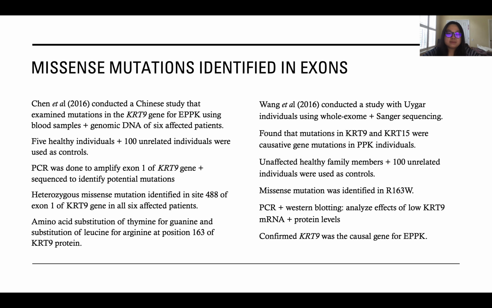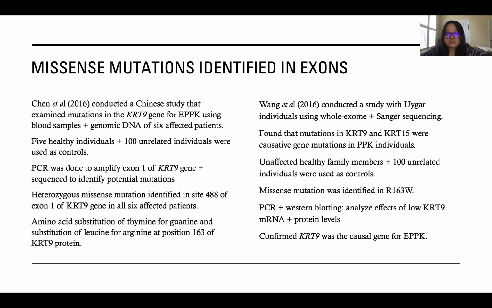So other studies looked at mutations identified in the exon of gene sequences, and a study done by Chen examined 6 affected Chinese participants with EPPK and a control group of healthy individuals. Blood samples and genomic DNA were analyzed, and PCR was performed to amplify exon 1 of their genes to sequence for possible mutations. The study found that there was a heterozygous missense mutation identified at site 488 of exon 1 of the keratin 9 gene in the affected patients.